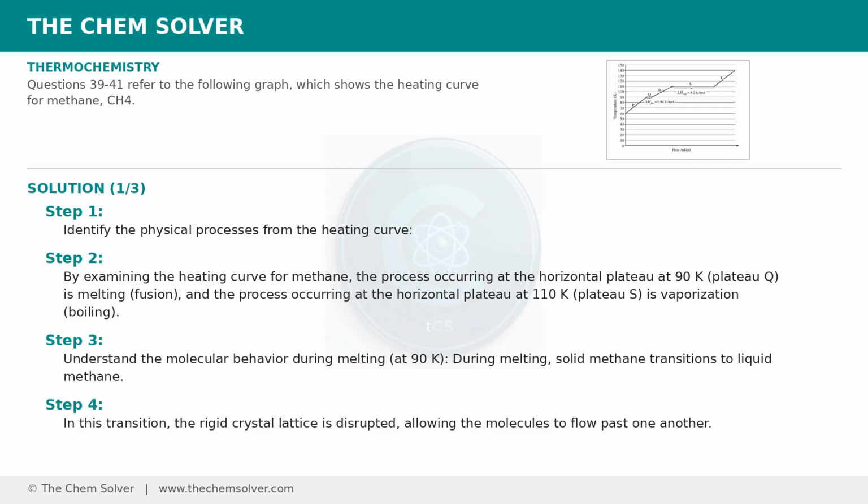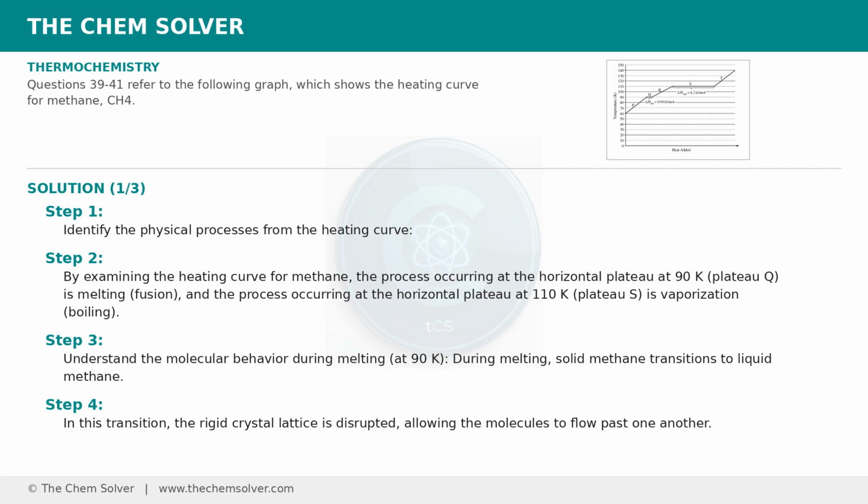Identify the physical processes from the heating curve. By examining the heating curve for methane, the process occurring at the horizontal plateau at 90 Kelvin, plateau Q, is melting, fusion, and the process occurring at the horizontal plateau at 110 Kelvin, plateau S, is vaporization, boiling.